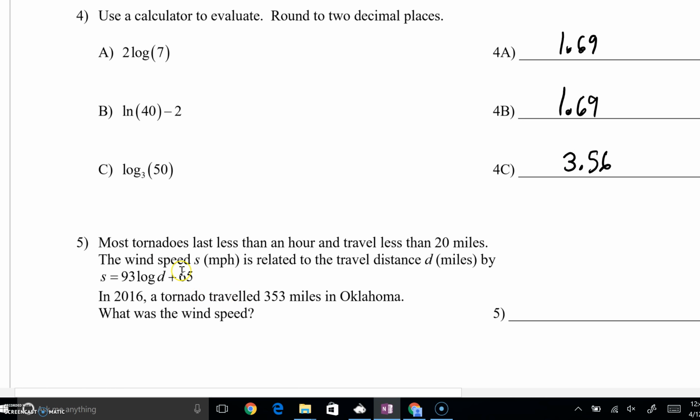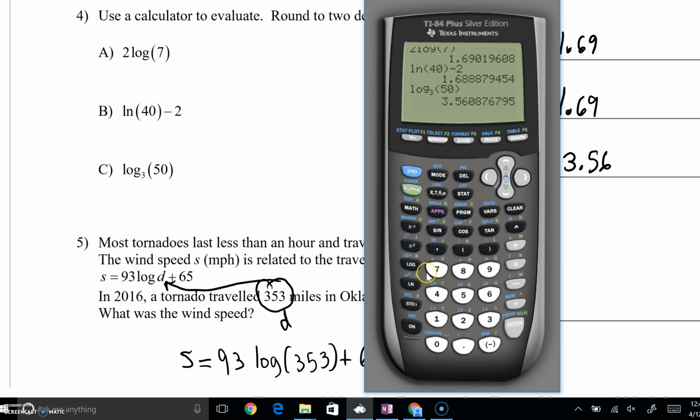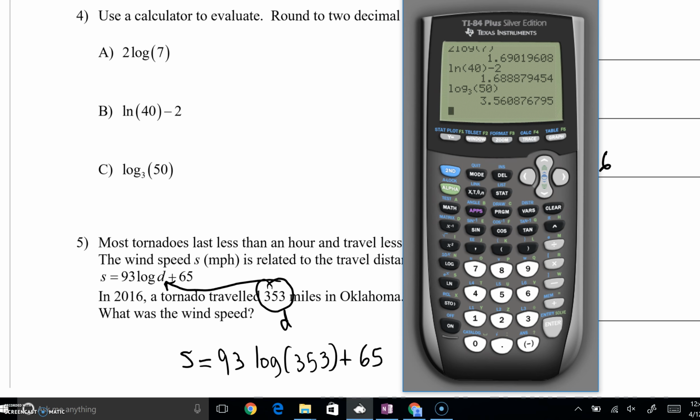Let's take a look at number 5. Most tornadoes last less than an hour. They travel less than 20 miles. But the wind speed, S, is related to the travel distance. So in 2016, a tornado traveled this distance. That's your D. So we're going to have S is equal to 93 log, we're going to need parentheses, of 353. Close your parentheses for sure. And let's see what this will look like as we type it in.